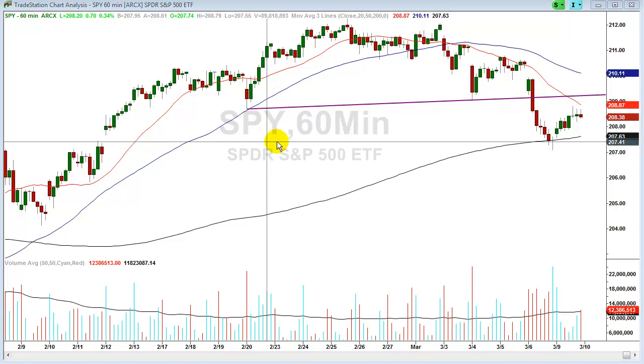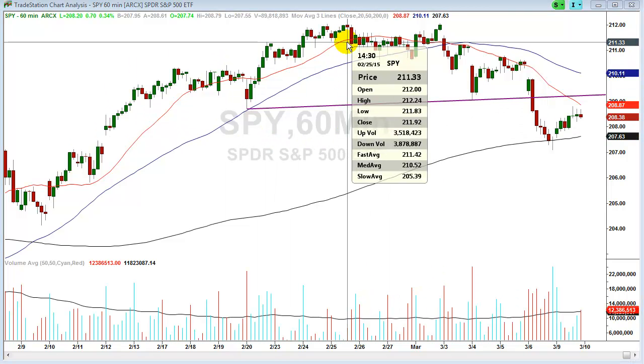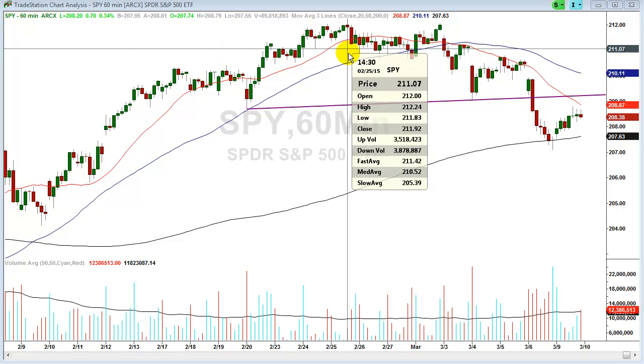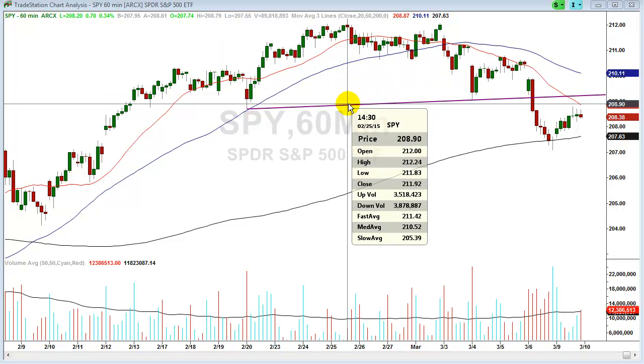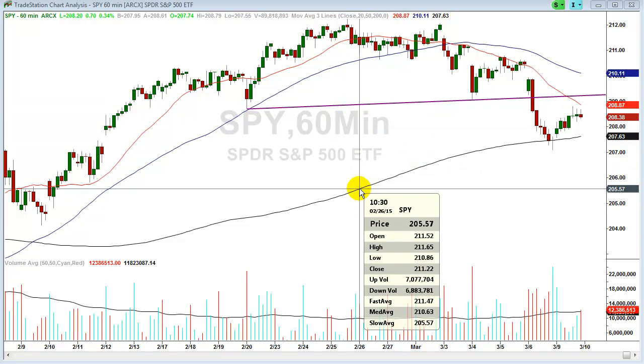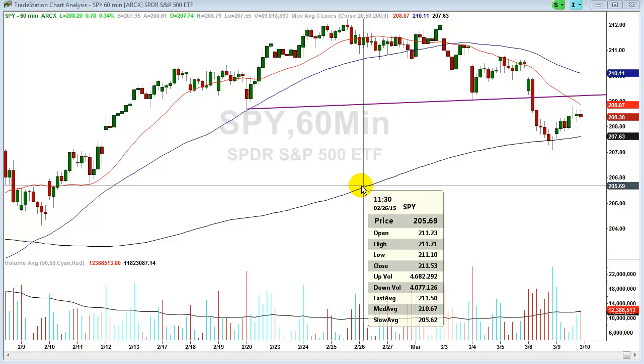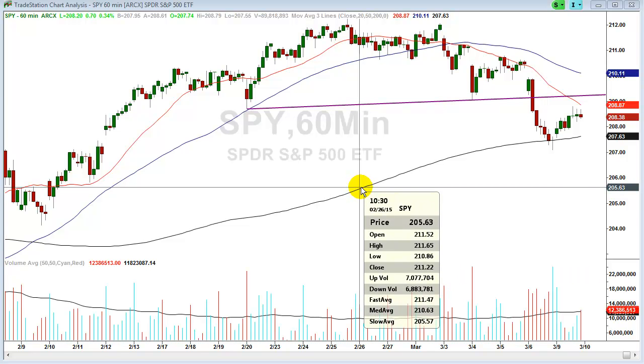You take the high, which is up here. The high was 212.24. And you take the low, or where the neckline intercepts with that day, and you get about 208.88. You take the difference and then you subtract it from the neckline, and you come out with about 205, I think it was 65 or 75, something like that.